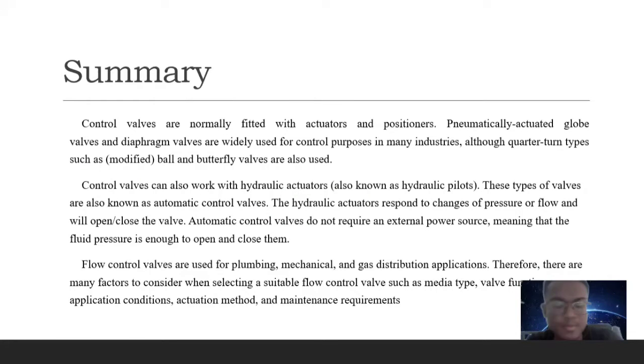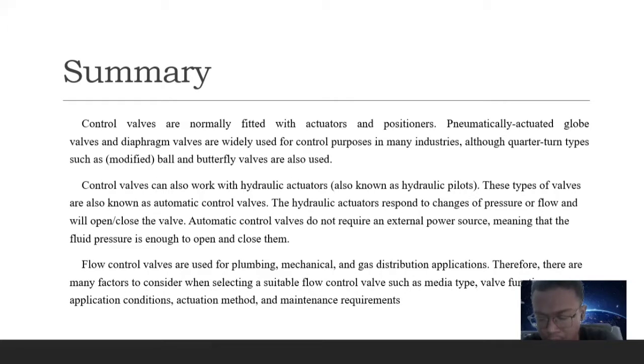Then, the summary of this presentation. Control valves are normally fitted with actuators and positioners. Pneumatically actuated globe valves and diaphragm valves are widely used for control purposes in many industries, although quarter-turn types such as modified ball and butterfly valves are also used. Control valves can also work with hydraulic actuators, also known as hydraulic pilots. These types of valves are also known as automatic control valves. The hydraulic actuators respond to change of pressure or flow and will open or close the valve.